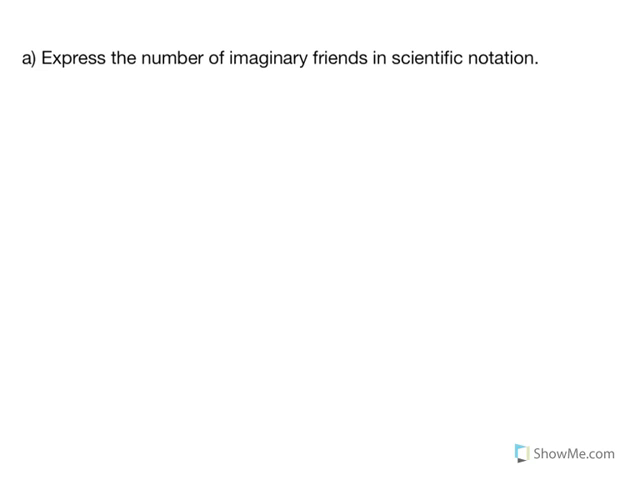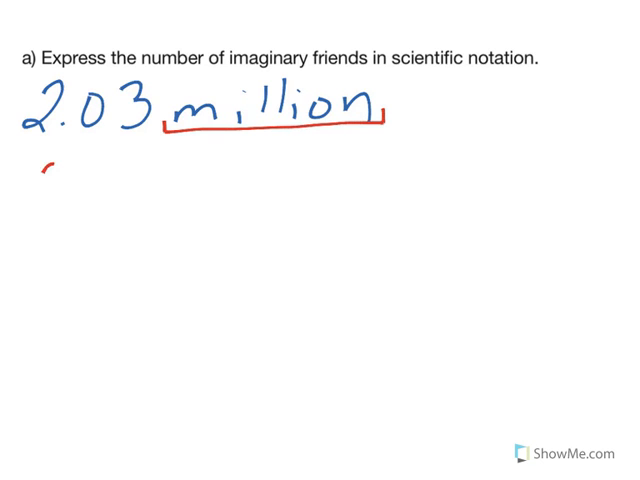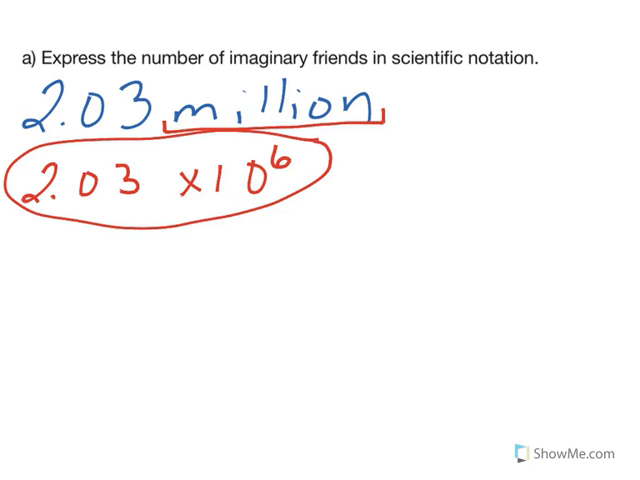Well, if you recall, there are 2.03 million imaginary friends. Million implies 6. So this is the same as 2.03 times 10 to the 6th, which is scientific notation. Now, if you had forgotten that million means just times 10 to the 6th, you could have also thought about moving 6 decimal places. 1, 2, 3, 4, 5, 6.